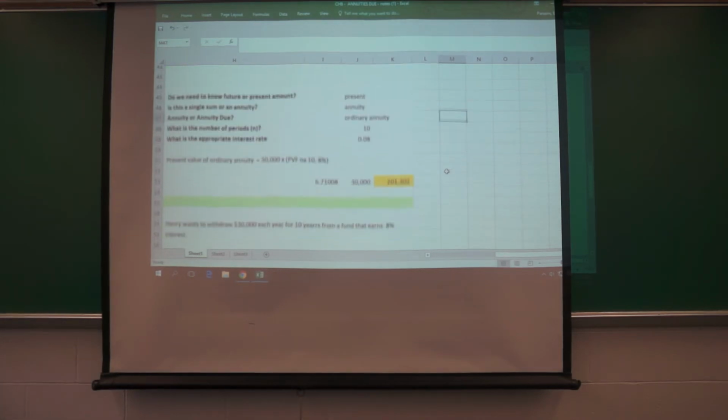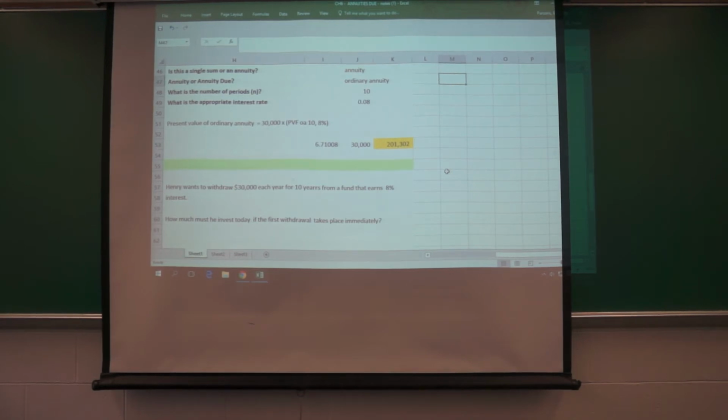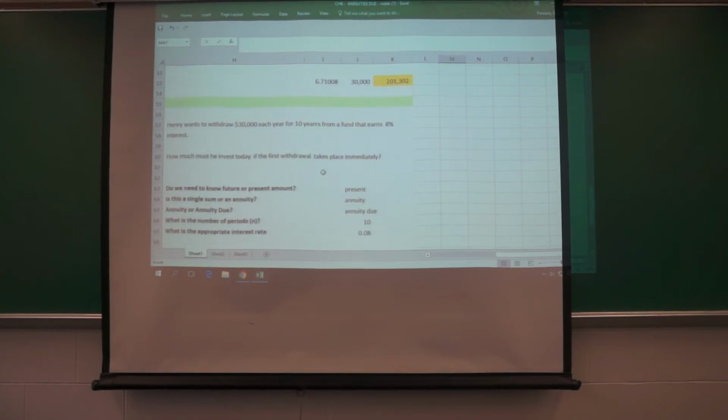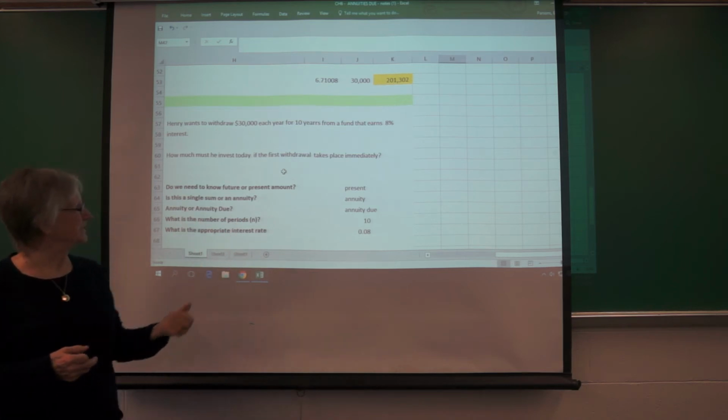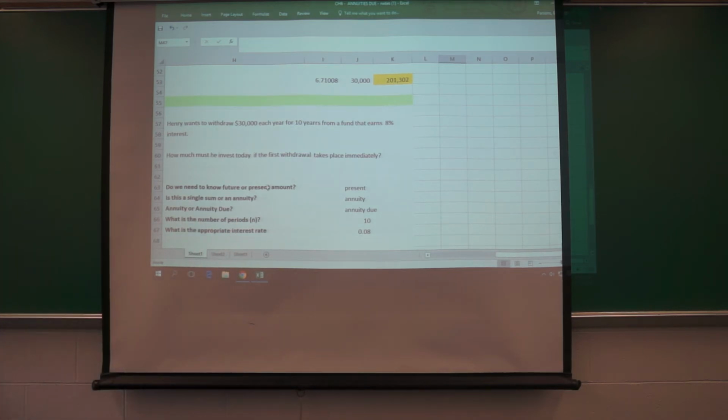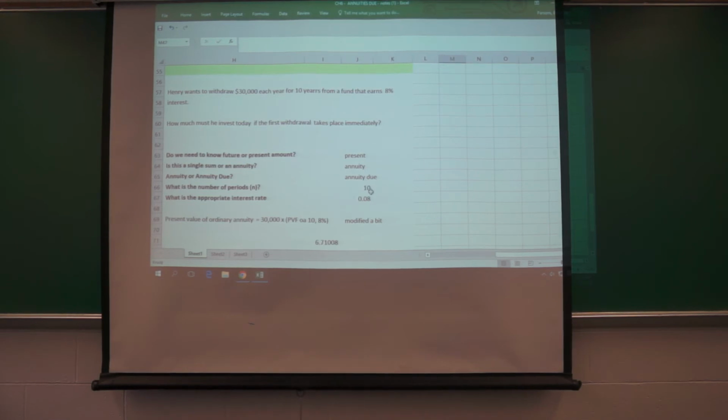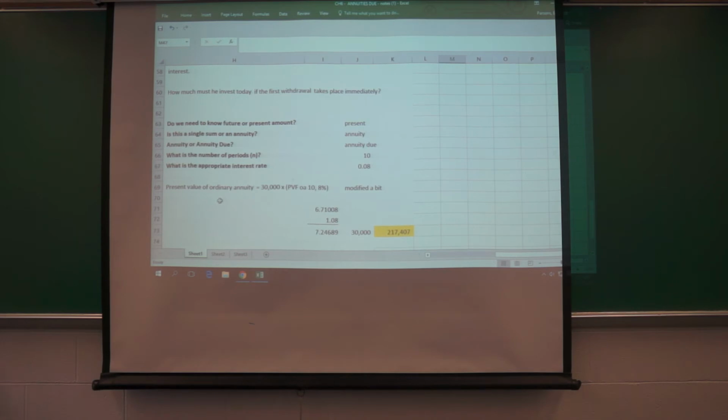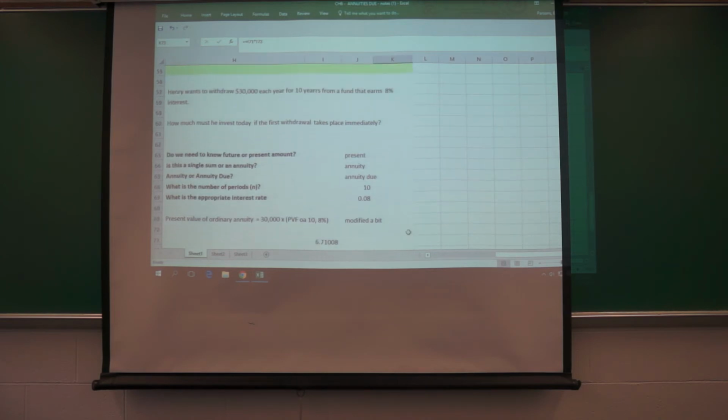Okay, so now let's just contrast that. Henry wants to withdraw $30,000 each year for the next 10 years. How much must he invest today if the first withdrawal is today? Okay, if it's immediately. And so this is an annuity due, the same number of periods, the same interest rate. So we look up the present value of the ordinary annuity, which we just did, multiply it by 1 plus the interest rate, you get the factor for an annuity due, and this is the amount that needs to be deposited.